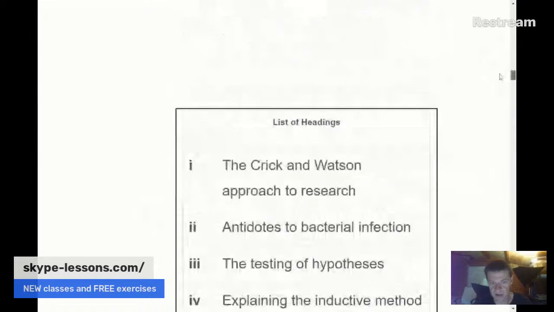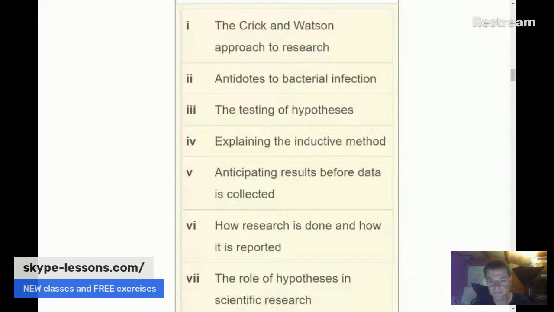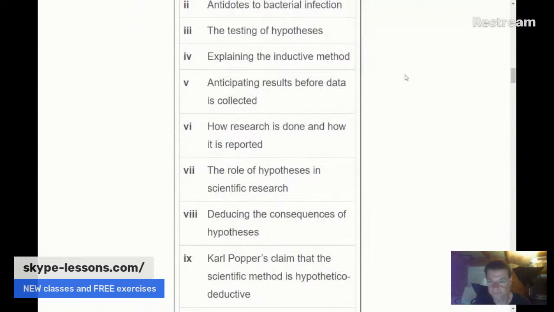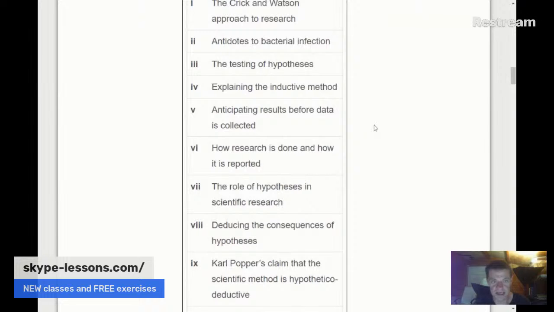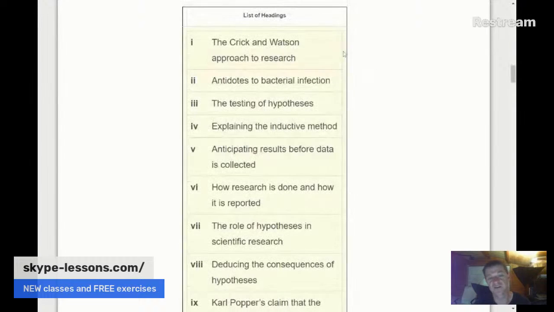Let's go down and look at the list of headings. I'm going to have to zoom out a little bit. Yeah, I think that might make it a little bit easier. Maybe one more time. Okay, then we've got all 10 in view. Have we? No, we've got 9, typical. Well, let's just go through them anyway.